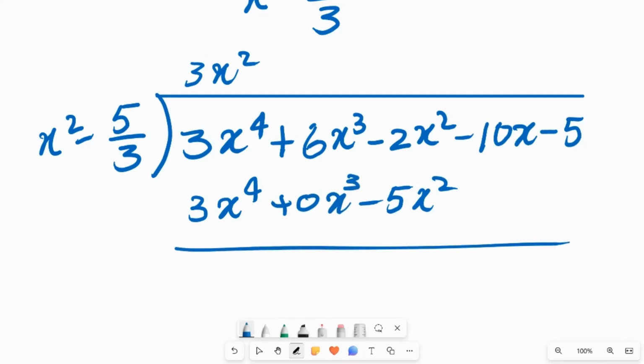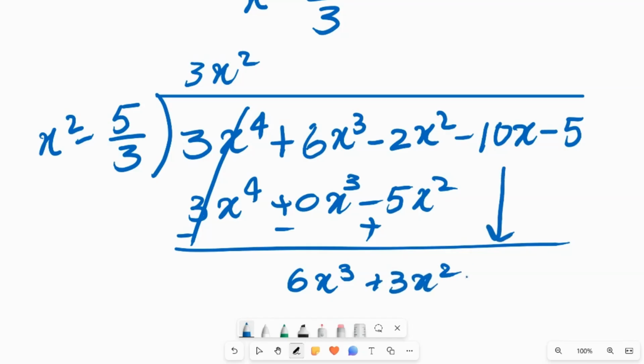So 3 would get cancelled and this would be 0x cube, right? Next step is we change all the signs. This would be minus, this would be minus, this would be plus, and now add. So this should be 0. 6x cube minus 0x cube is still 6x cube, and minus 2x square plus 5x square is 3x square. So this should be 3x square.